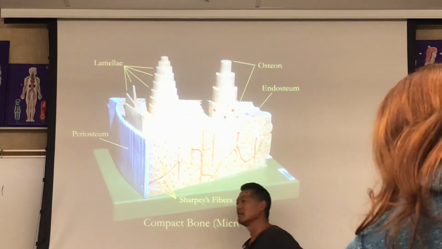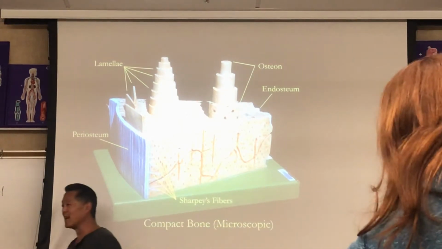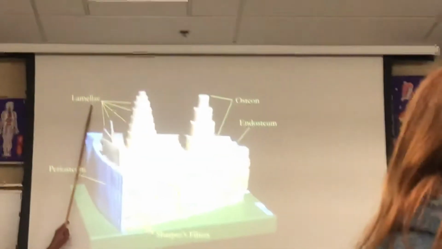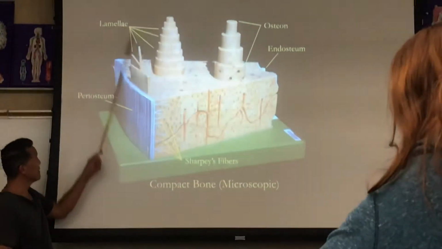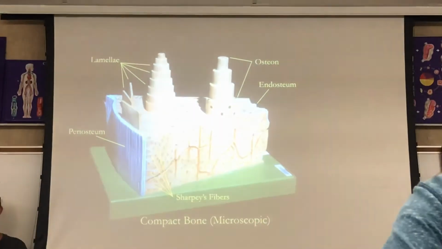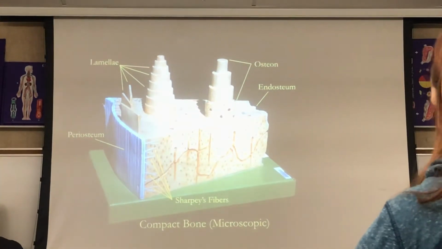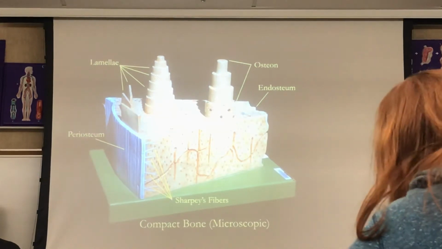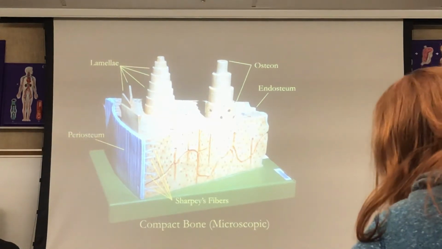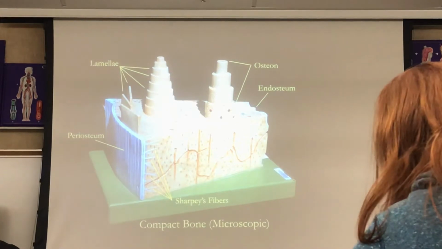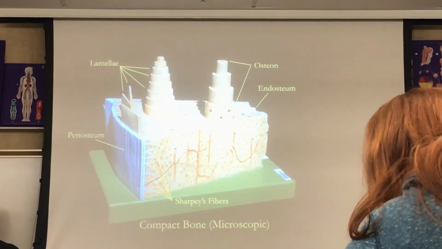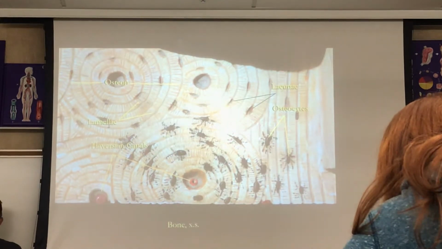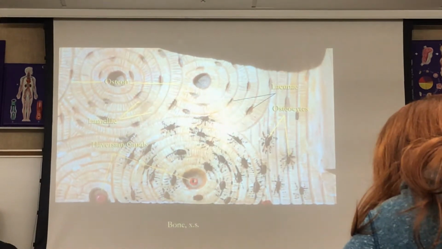Each ring is called a lamella. What does the E mean? Plural. How many lamellae can I pin with 1 pin? Cross off the E. Each lamella is one tree ring in what looks like a cut tree trunk. Everybody got it? There they are, osteon, with each tree ring.